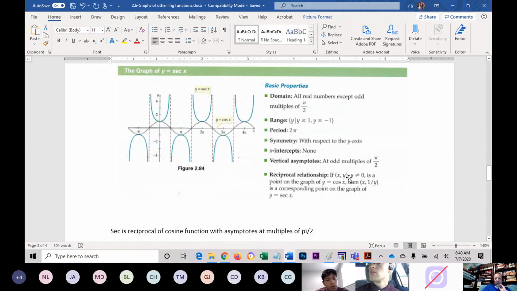If you have a point x, y, then y cannot be 0, because we've got asymptotes there. Anyway, basically, when I was learning how to draw these, you would usually draw the cosine function because that was easy, and then you just draw these u's everywhere else, and then you could erase the cosine function, and you're left with just the secant function.